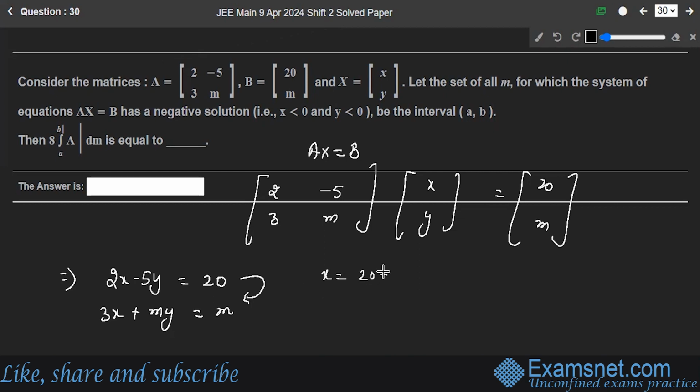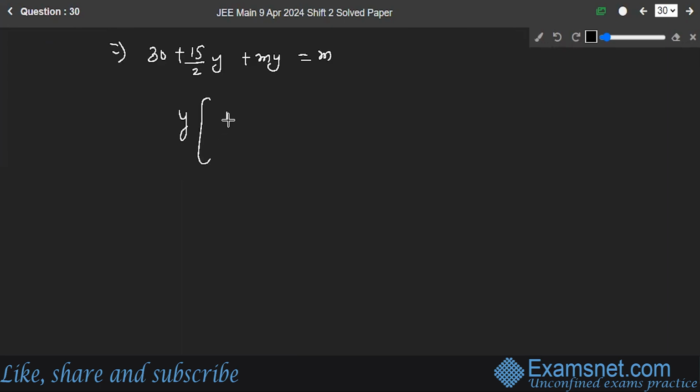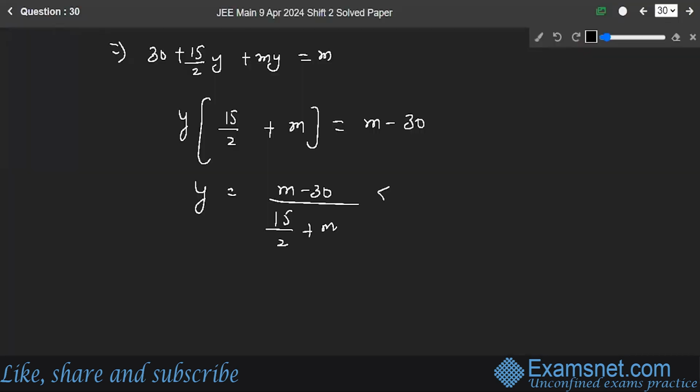So from here, x is equal to 20 plus 5y upon 2. Now this will be 3 into 20 plus 5y upon 2 plus my is equal to m, or you will have here 30, 15 by 2 y, plus my is equal to m, or you will have y into 15 by 2 plus m is equal to m minus 30. y is equal to m minus 30 upon 15 by 2 plus m. Now you are given in the question that y is negative, y is less than 0. That means here m will lie in the interval of minus 15 by 2 to 30.